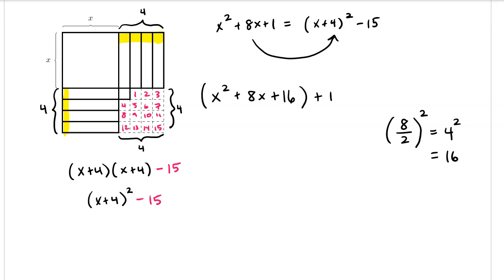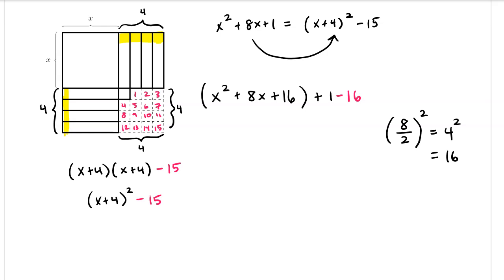But I can't just randomly add 16 out of nowhere. That would change my function. So what I need to do in order to maintain balance is I need to, out here, subtract 16. Because if I add 16 and subtract 16, that is the equivalent of adding 0. And adding 0 doesn't change my function.